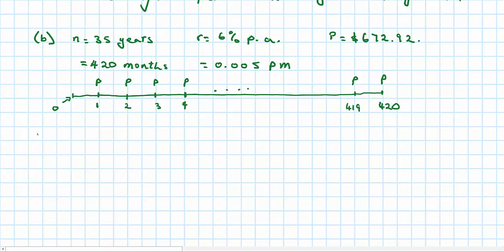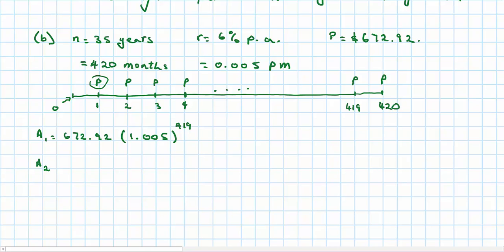So the first amount that we calculate would be this first P, that was $672.92. We're applying the compound interest formula because it's accumulating interest compounded monthly, so that would be 1.005, and it's in there for 1, 2, 3. You can see 3 months at 4, so by 420, that would be 419 payments.